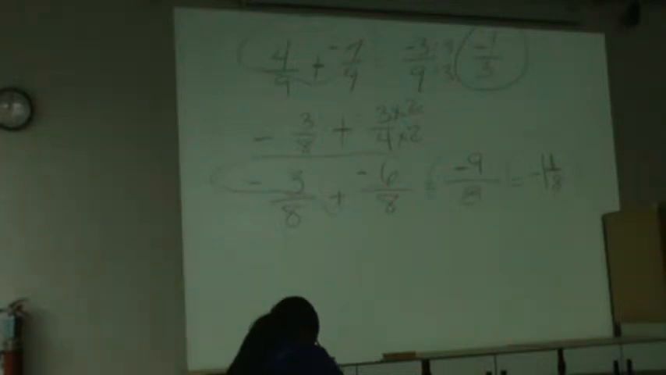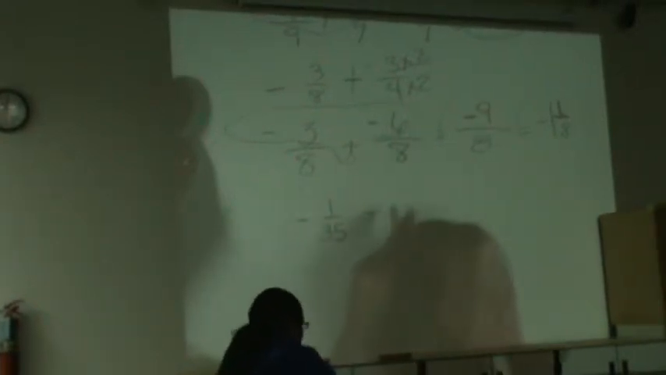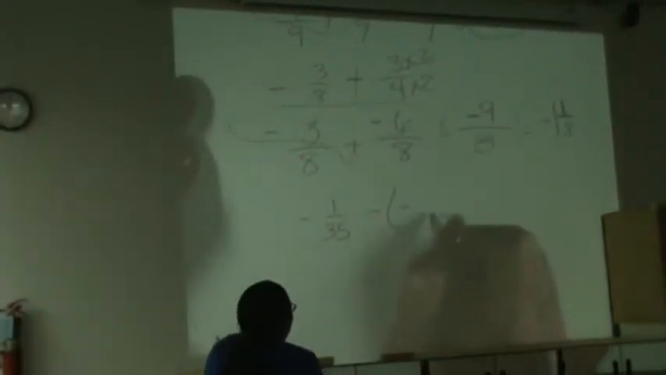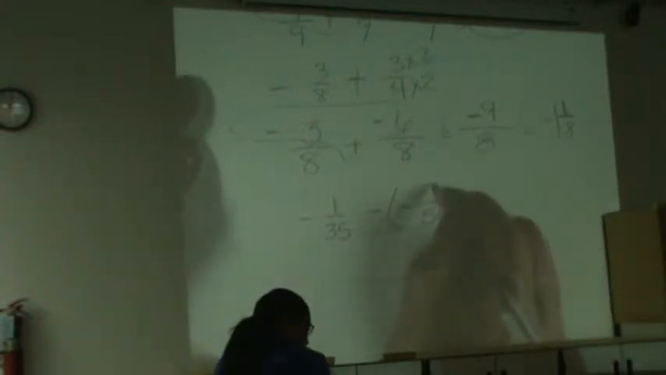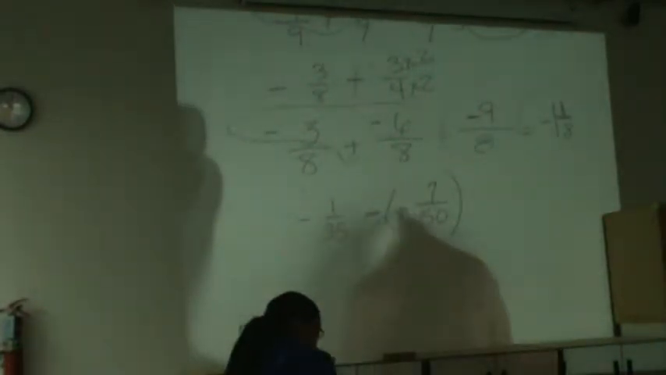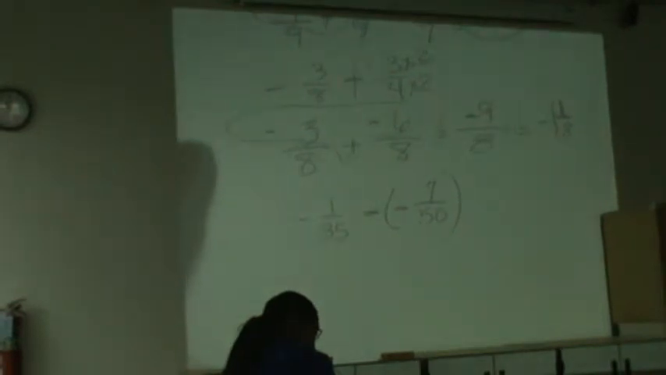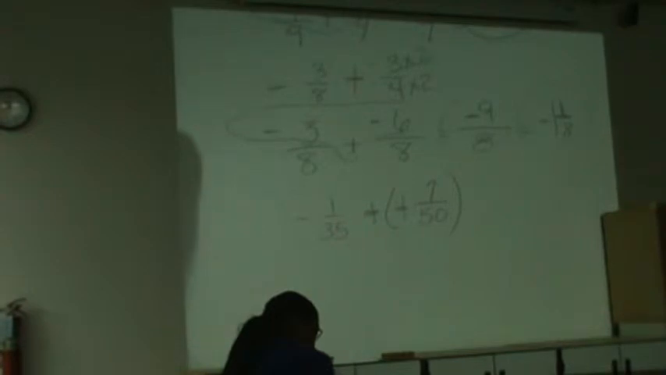Let's do, how about this one? A 35 on bottom, and let's do 50. Make it 7. Okay, first of all, let's get rid of this minus negative thing. Turn it to plus or positive. We don't have subtraction anymore. Turn it to addition.